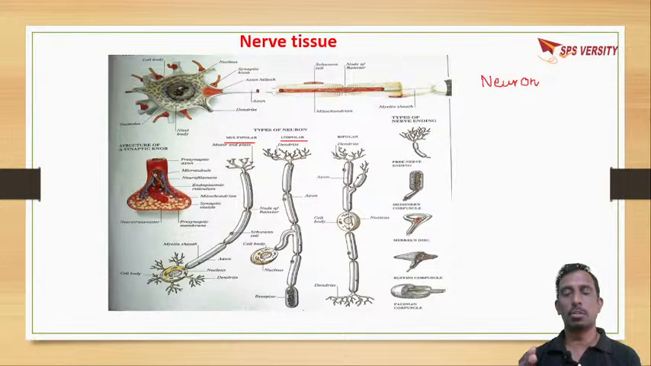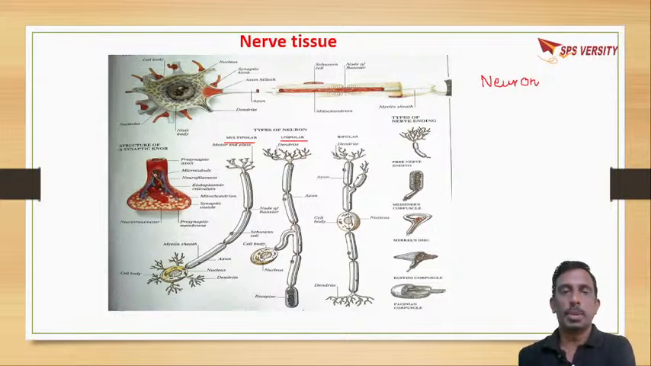connective tissue includes areolar tissue, ligaments, tendons. Muscular tissue has 3 types: striated, smooth, cardiac. Nervous tissue: the basic unit of nervous tissue is the neuron, which has different types: multipolar, unipolar, bipolar. And the gap between 2 neurons, what do we call it? Synapse. The functional gap between 2 neurons is called synapse.